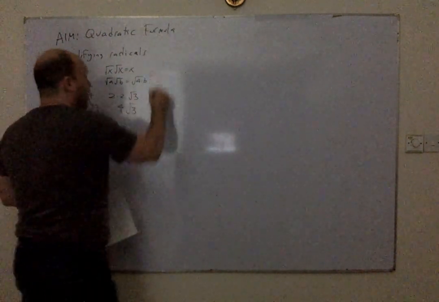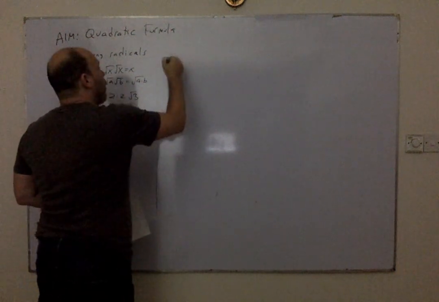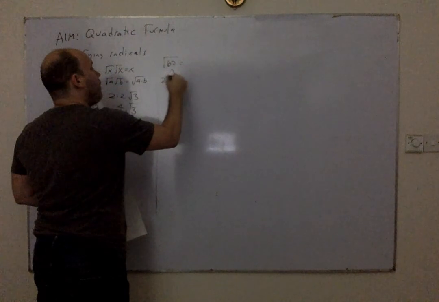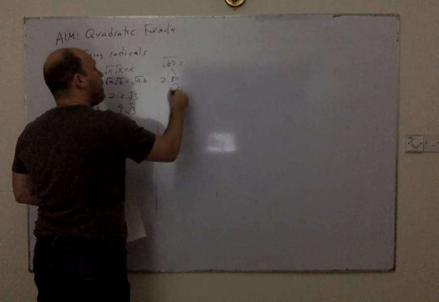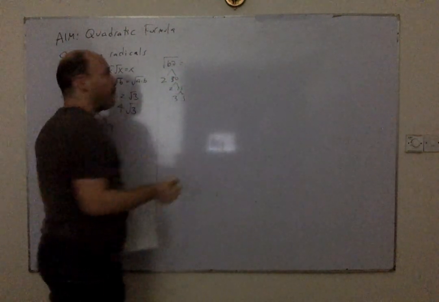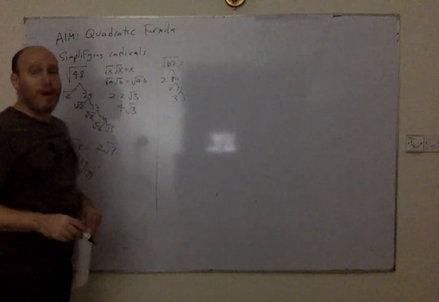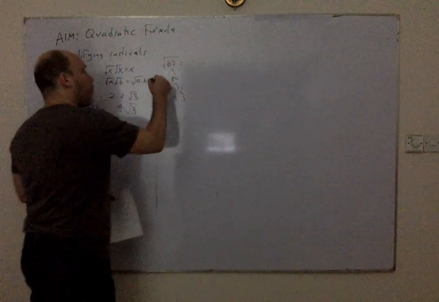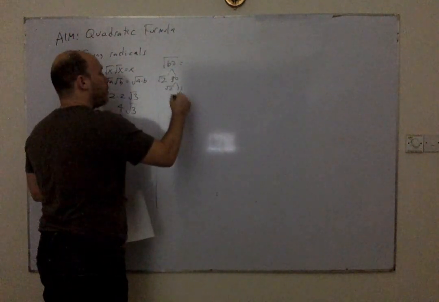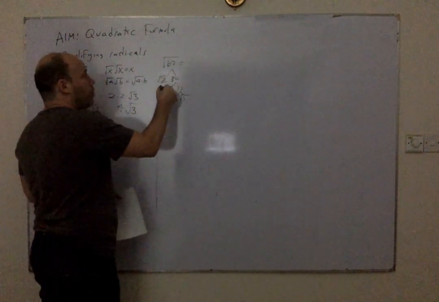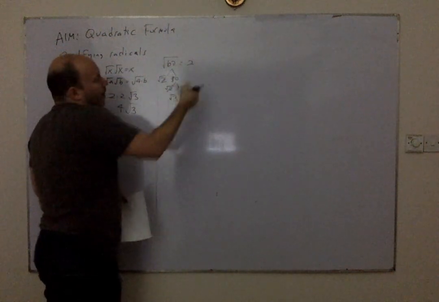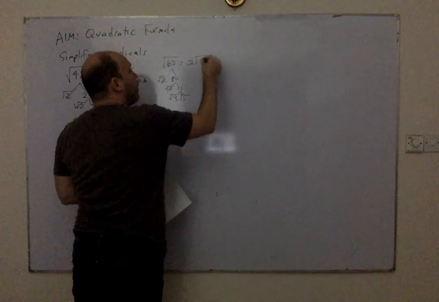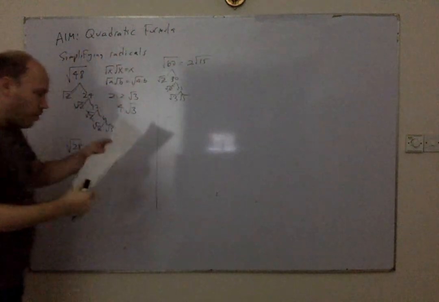Radical 60. Radical 60 is, let's see, 2 and 30, 2 and 15, 3 and 5. Well, the 60 was under a radical. Can you see that? Yes. So that means we have to put all the primes under radicals. So 2 and 2 becomes 2, then 3 and 5. There are no matches, so they go back onto the radical together. Radical 15. Okay.